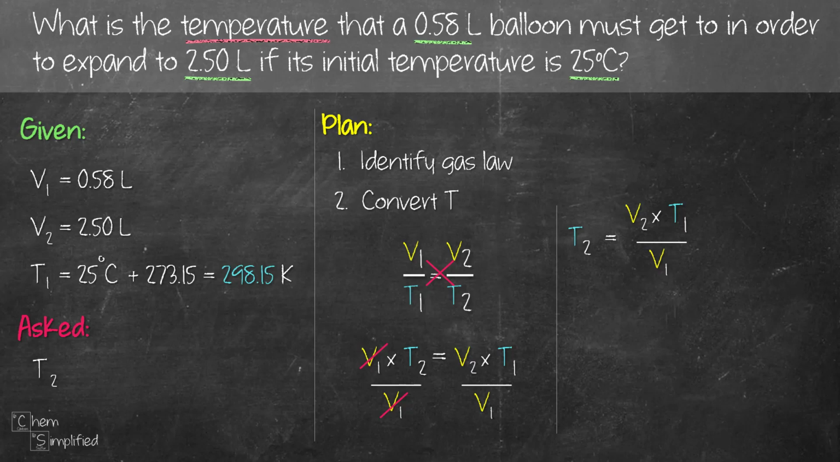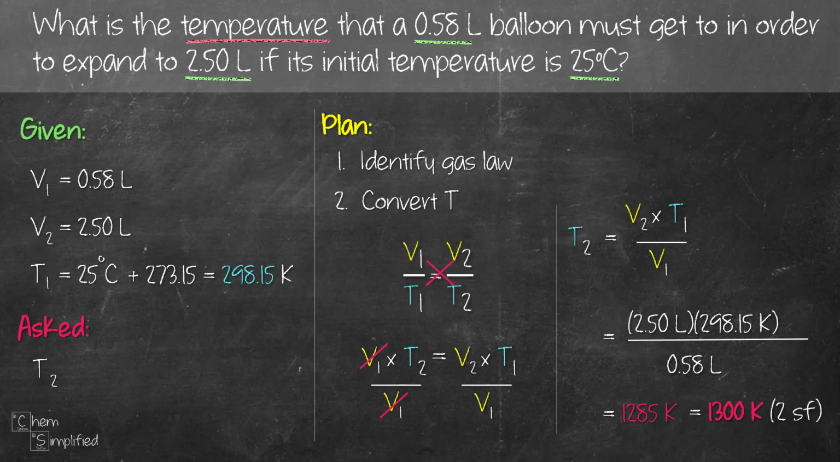And now all we have to do is plug in all the information that we have tagged nicely into this new formula. And that gives us 2.50 liter times 298.15 Kelvin divided by 0.58 liter. And that solves out to be 1285 and rounds off to 1300 Kelvin in 2 sig fig. With that, we're done solving this problem.